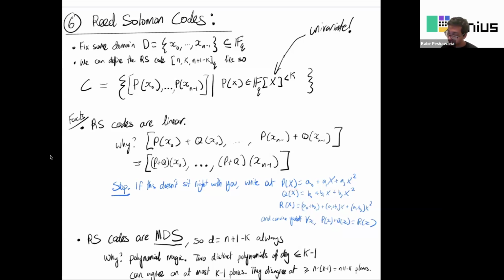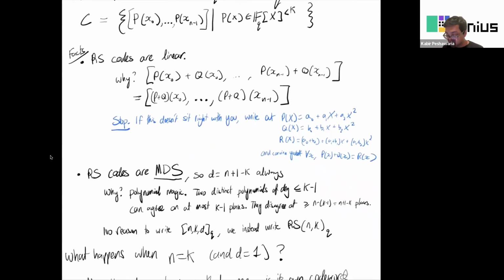Interestingly, I've chosen to write out p and q and r in the monomial basis because that's what we're most comfortable with for univariate polynomials. But if you were to write it out in some other basis, namely some Lagrange basis, then it becomes very clear. This fact is true almost definitionally. But I would recommend really convincing yourself of it. Because of this, Reed-Solomon codes are linear.